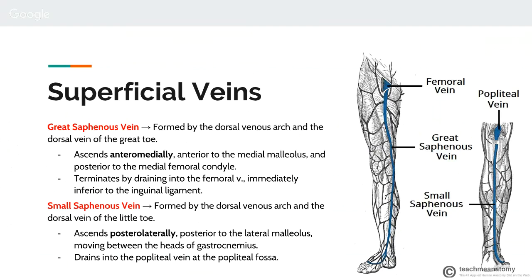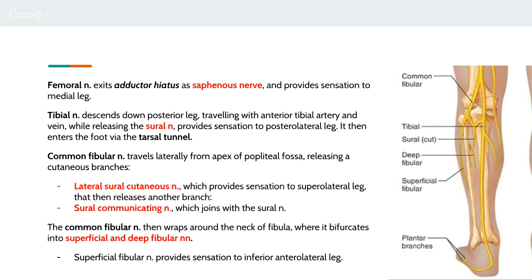Basically, same thing. Nerves. Look, we've done this. The saphenous nerve provides sensation to your medial leg. Sural nerve provides sensation to your posterolateral leg. Tarsal tunnel exists. Not as high yield as carpal tunnel. That's the thing. Common fibular nerve gives rise to your sural nerves. And that provides sensation to your lateral side.